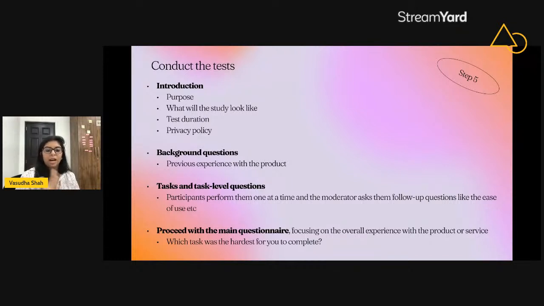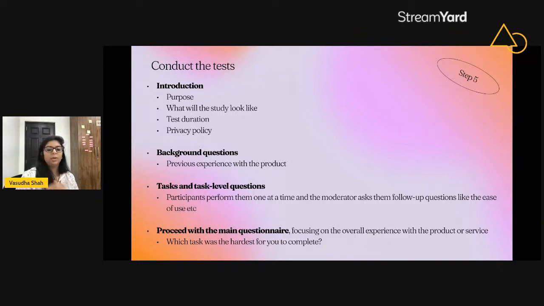The third one would be task and task-level questions. Here, participants perform the tasks one at a time, and the moderator asks follow-up questions like the ease of use: how easy or difficult was this particular task for you to do? Do you feel secure enough with this application or the information that you're giving to that application, and things like that?